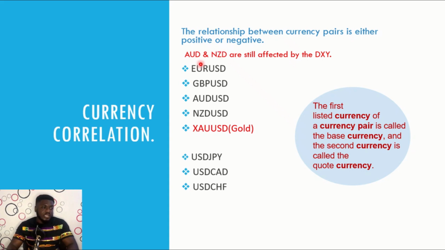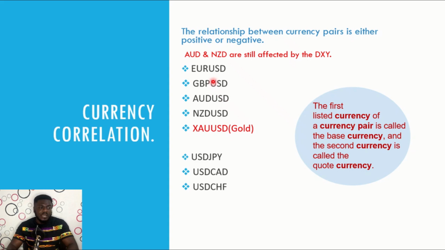So when we talk about the US dollar index in relation to currency correlation, these are all the pairs that our focus will be on: the EUR USD, GBP USD, AUD USD, NZD USD, USD JPY, USD CAD, and USD CHF. I skipped this one because it is a commodity. It's not an actual currency pair. XAU USD stands for gold. You may either find gold or XAU USD on your trading platform.